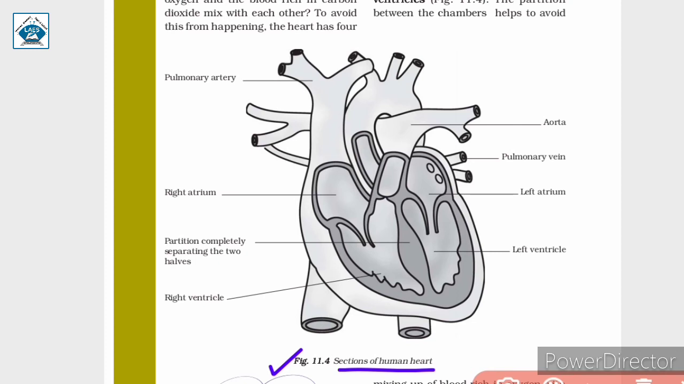The atria and ventricles are both individually divided within themselves into 2 chambers with the help of valves. That is, we have the right atrium and left atrium. We have the right ventricle and left ventricle. So these 4 make the 4 chambers of the heart, and these prevent oxygen rich blood from mixing with carbon dioxide rich blood.